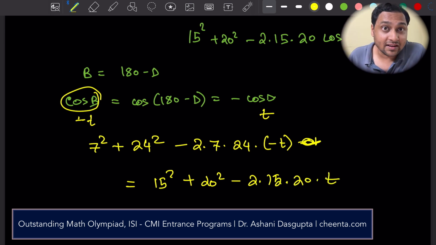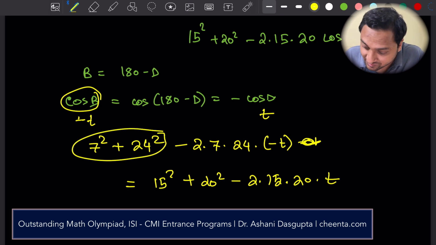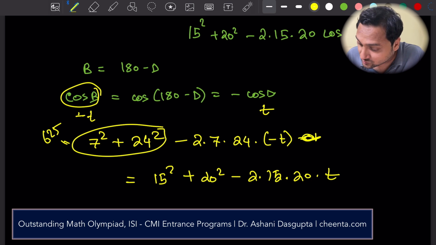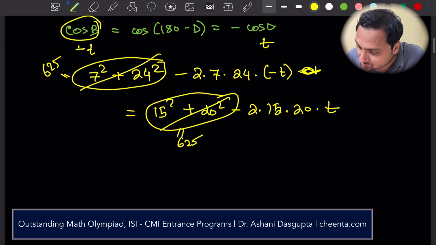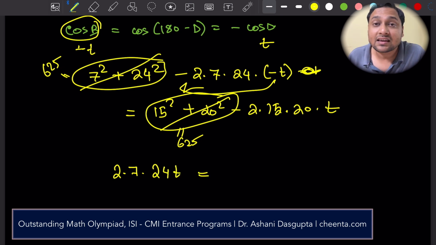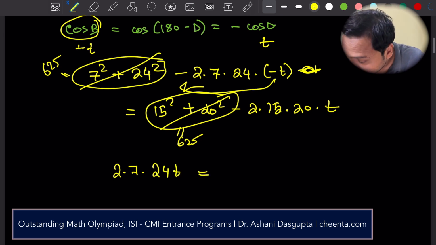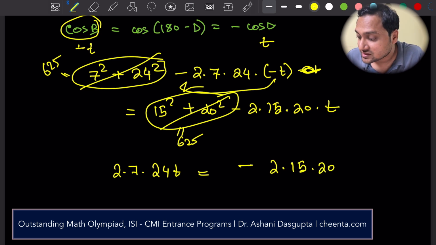Now comes the real calculation part. This is 625 and this is also 625. That was the initial observation. They cancel off. So minus minus is plus, so we get 2 times 7 times 24 t is equal to minus 2 times 15 times 20 times t.